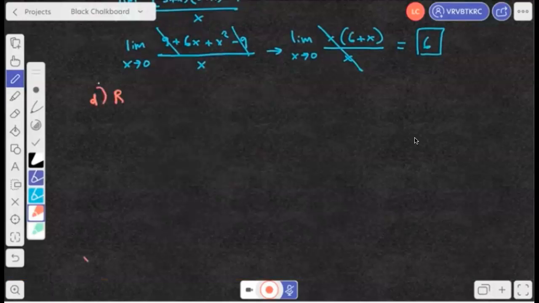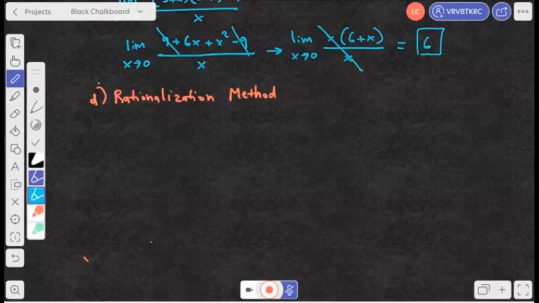Alright, our next example, our next type of limit problem is called rationalization. In this method, you're going to get some square roots, and our job is to get rid of those radical signs, get rid of those square roots.